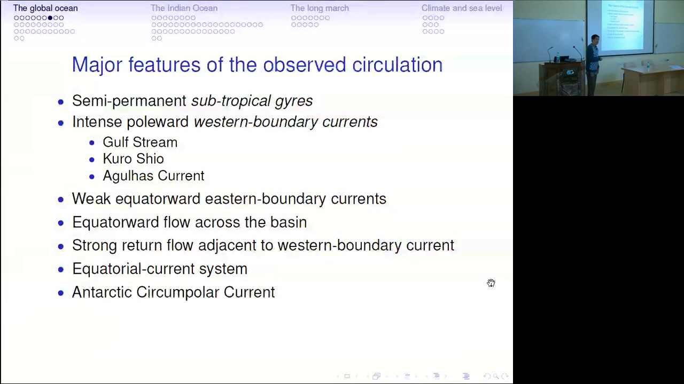You also have the only current that goes all the way around the globe, the Antarctic circumpolar current. So any theory that you build has to be able to explain these features.